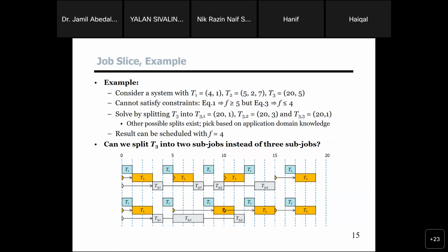Anybody can answer? Can we split task 3 into 2 jobs only? Yes, we can. Let's say 20 and 2, 20 and 3. We can still satisfy frame size equal to 4. Okay.